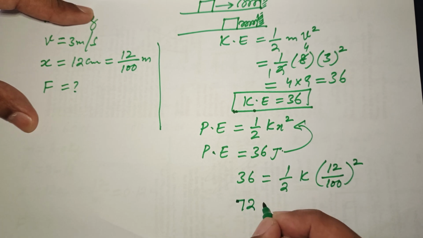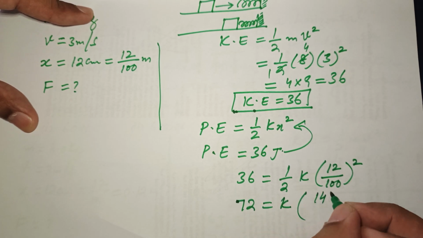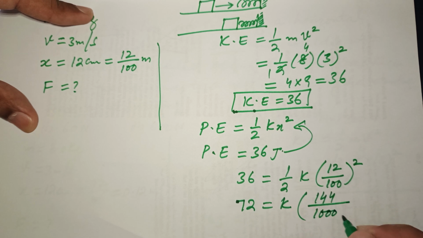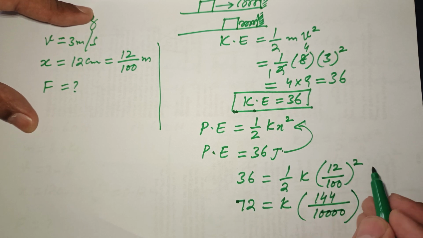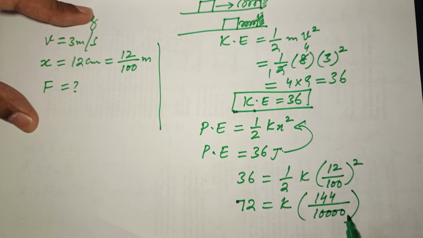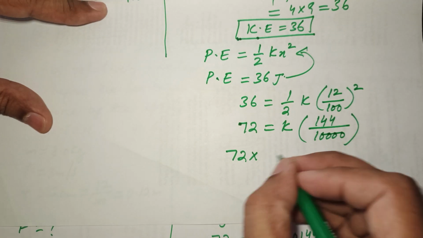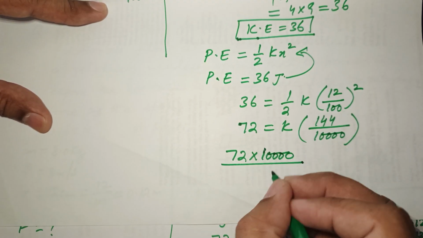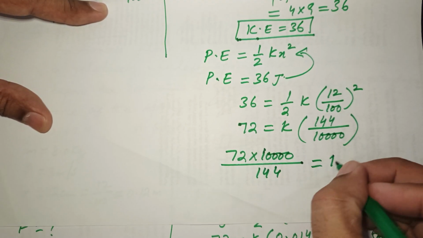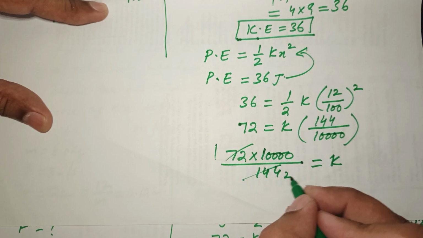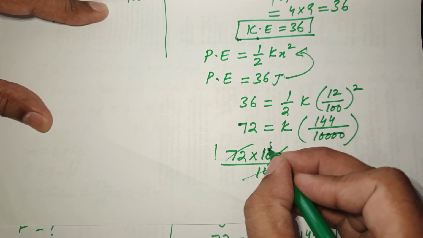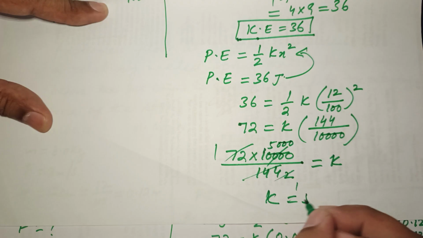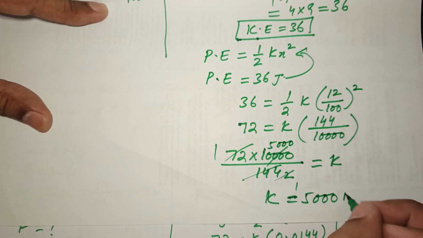36 times 72 k, and this is 144 over 1 with 4 zeros. It was having 2 zeros, with the square it becomes 4 zeros. When this comes to the other side, we will have 72 into 1 with 4 zeros divided by 144 equals k. This is 1, this is 2 times, 2 ones are 2, and 2 5s are 10 and 3 zeros. K equals 5000 Newton per meter.